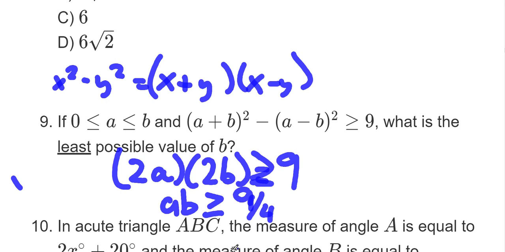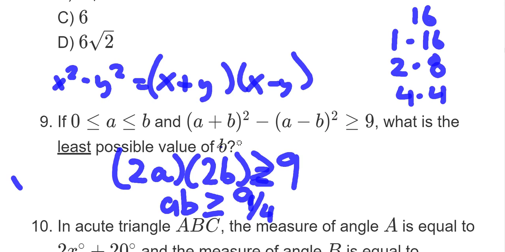Okay? So we want to minimize A, okay? So think about it, guys. If we want two numbers to multiply, let's just say we want things to multiply to 16, okay? We could say 1 times 16, we could say 2 times 8, okay? Etc., okay?